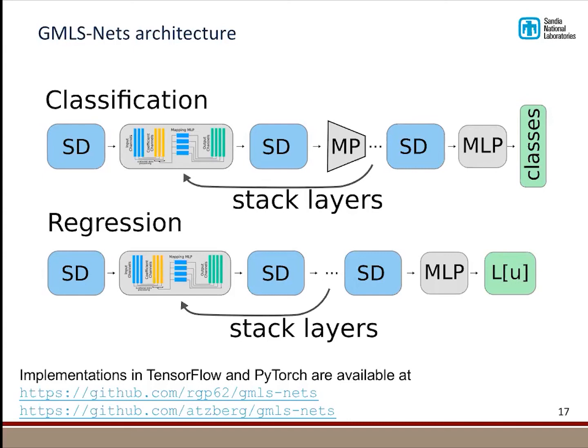Okay, I just forgot, in this image, what's SD again? SD is scattered data. It maps from scattered data, comes in through a GMLS layer, and the output of that lives on the point cloud, so that maps back to scattered data. And then you can stack these in the usual way. And the MP, what's that? Max pooling. Yeah, MP is max pooling, MLP is multi-layer perceptron.